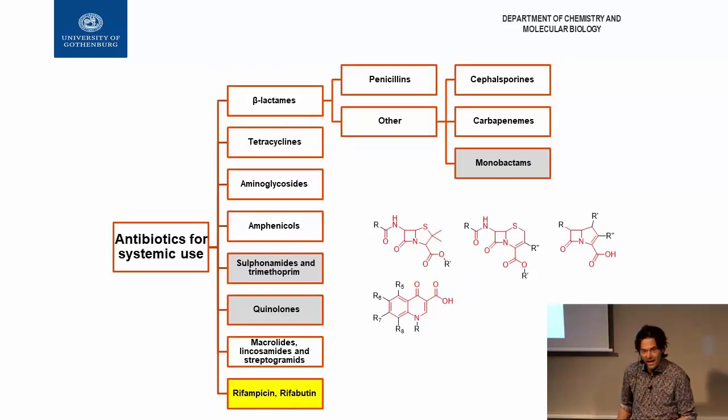Okay, now you know some basic stuff about medicinal chemistry. So now we're going to look at some antibiotics. And this might look very complicated, but think about it this way. In all the boxes are classes of antibiotics we have today, and they are used for what we call systemic use. You saw the word systemic. Can you guess what that means?